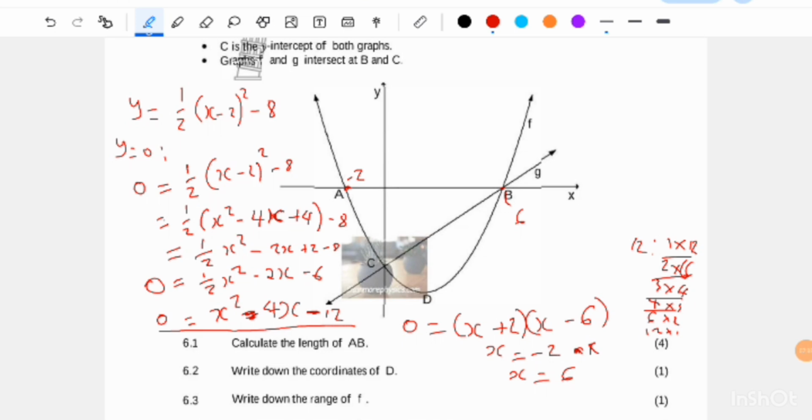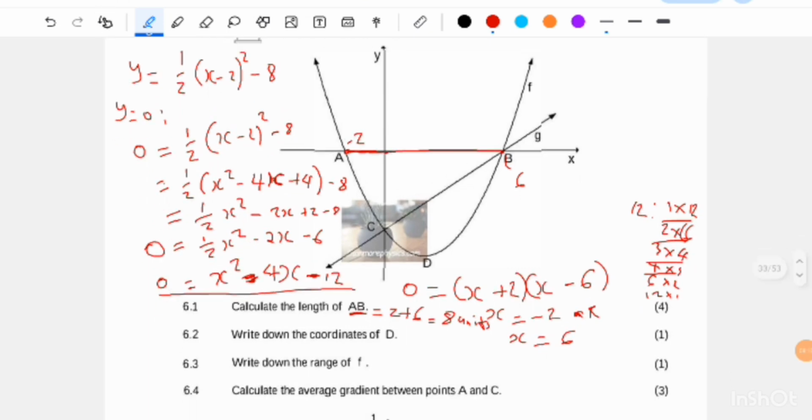Mind you, you were not asked to find the coordinates, but you calculate the coordinates in order to answer the question. Now, what is the length of AB? From here to the origin is 2 units. From the origin to B is 6 units. Therefore, the length of AB is 2 plus 6, which is 8 units. You must write that it is 8 units. They said length, and a length is measured in units. We are not told whether it's centimeters or meters, but we should write that it's 8 units.